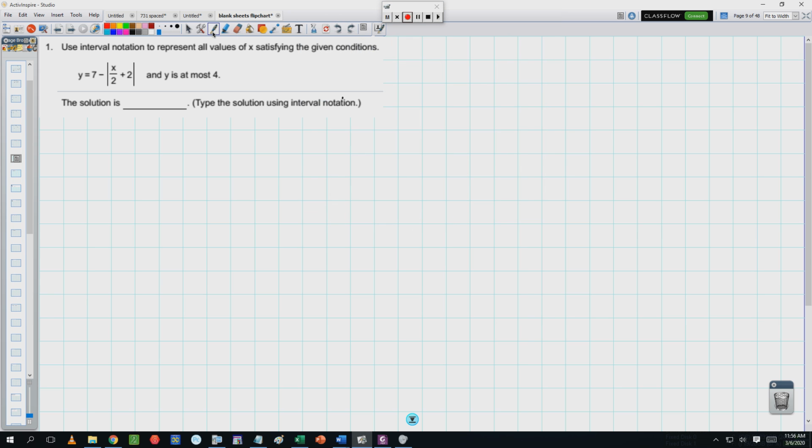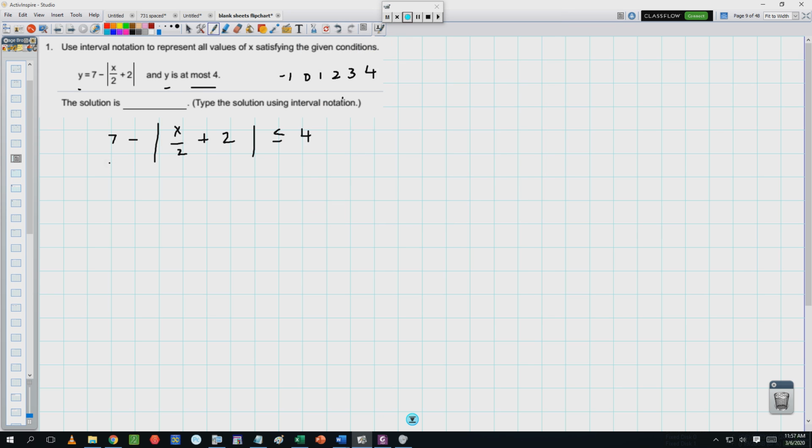Problem number 1. Use interval notation to represent all values of x satisfying the given conditions. y is equal to this absolute value expression, and y is at most 4. At most 4 means you're looking at 4 and any value less than 4. So I'll take my absolute value expression here with the 7, and I will set that less than or equal to 4.